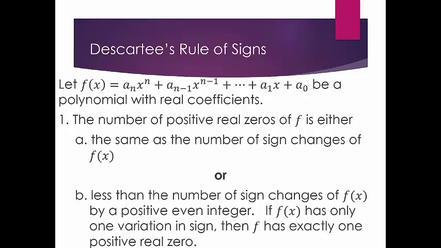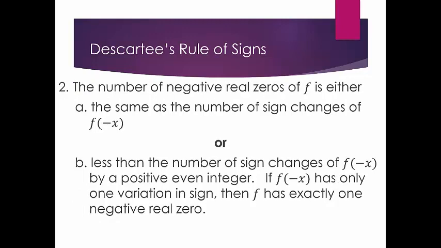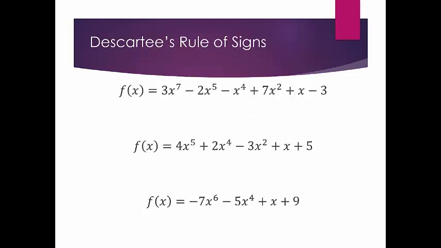The next part to this deals with the number of negative real zeros of f, which is either a, the same as the number of sign changes of f of negative x, or b, less than the number of sign changes of f of negative x by a positive even integer. If f of negative x has only one variation in sign, then f has exactly one negative real zero. So let's look at some examples.